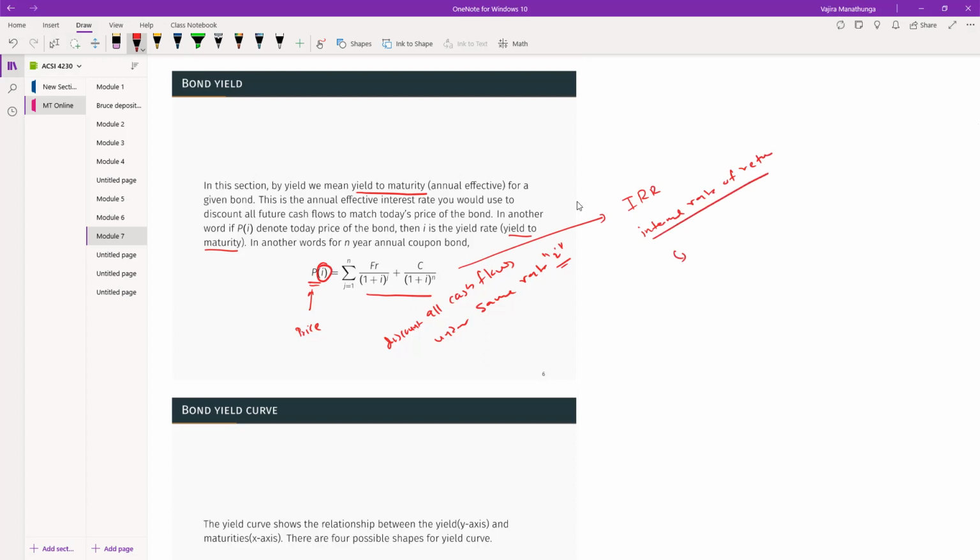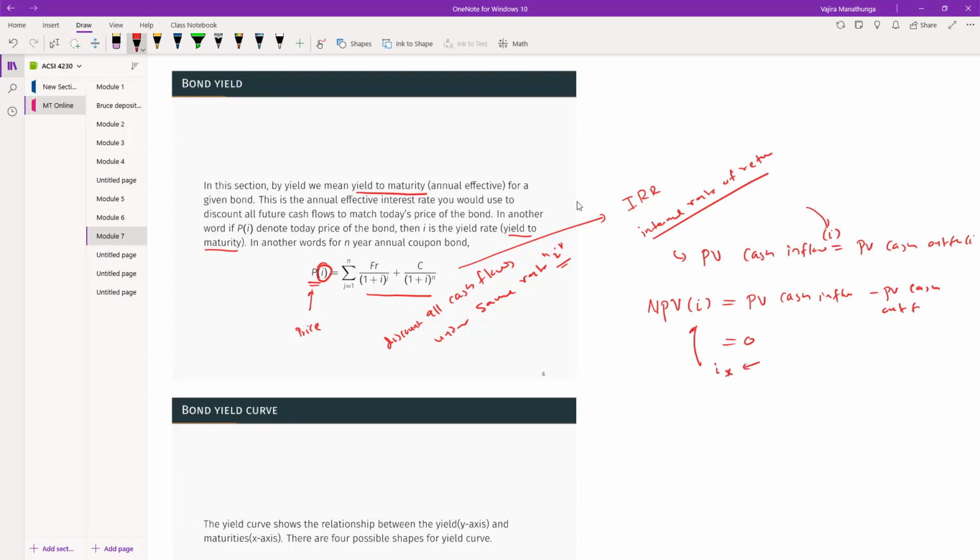Internal rate of return is defined as present value of cash inflow equal to present value of cash outflow. Whatever the rate under which this happens is called the internal rate of return. Or you can calculate the net present value under rate I, which is present value of cash inflow minus present value of cash outflow, and set this to 0. That rate, I star, is called the IRR.